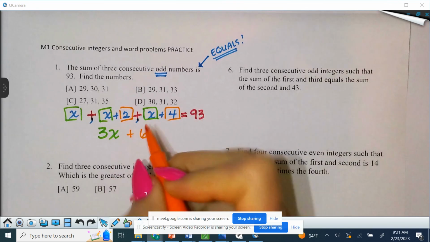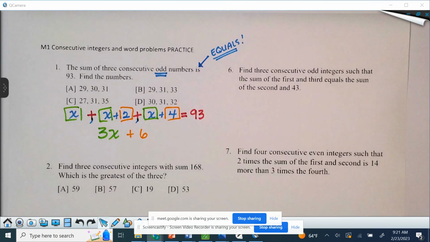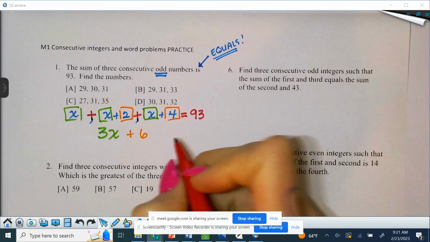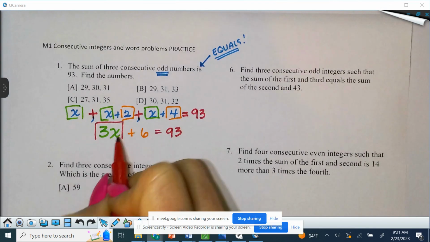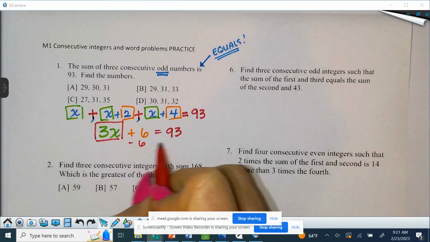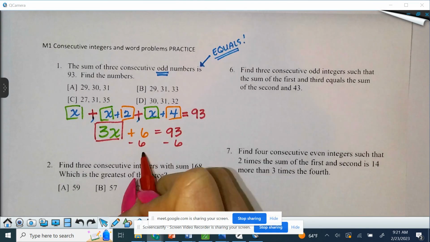And then from there, it's going to equal 93. Then you have to solve. Keep your great divide and all the good fun stuff. So 3x, we're going to subtract 6 from both sides. So 3x is going to equal 87.